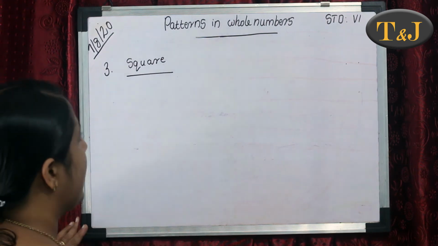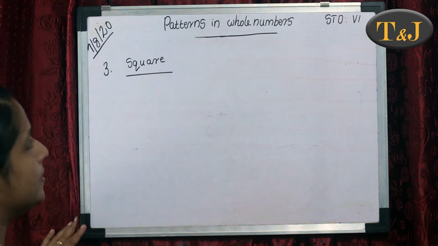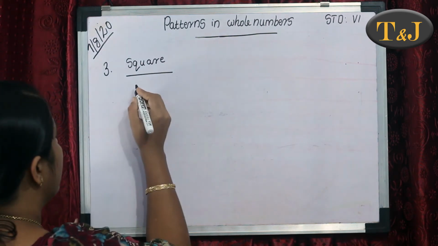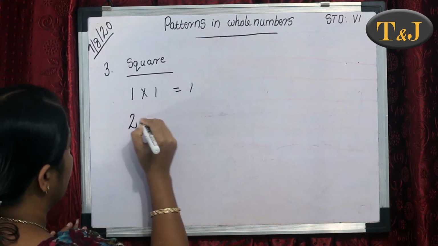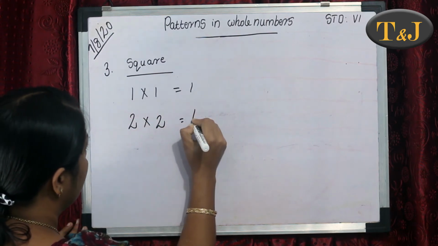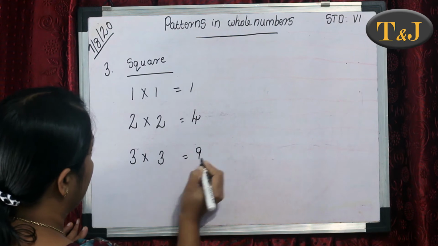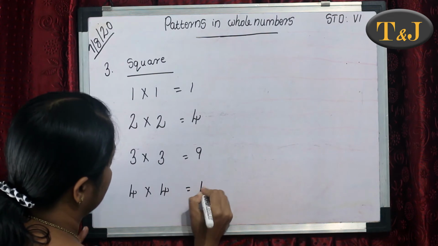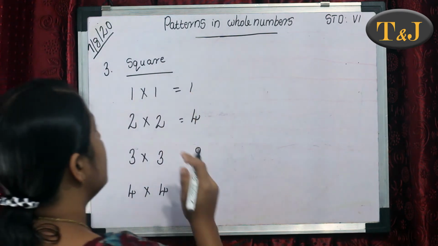In square patterns, we take only the square numbers. That means the square numbers are 1 square equals 1 into 1. 2 square equals 2 into 2. So, we write 1 multiply 1 equals 1. Then 2 square means 2 into 2 equals 4. Then 3 square, 3 into 3 equals 9. The next is 4 square, 4 into 4 equals 16. So only the square numbers can be represented as the patterns of whole numbers in square pattern.